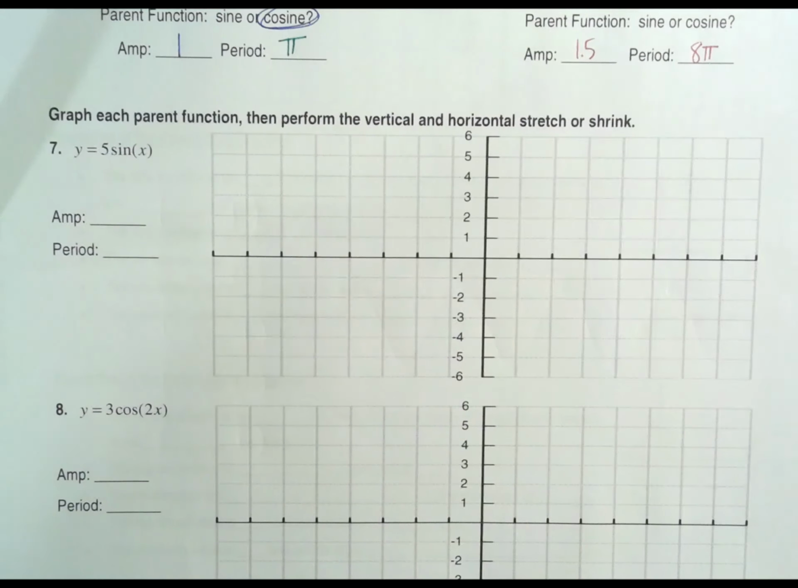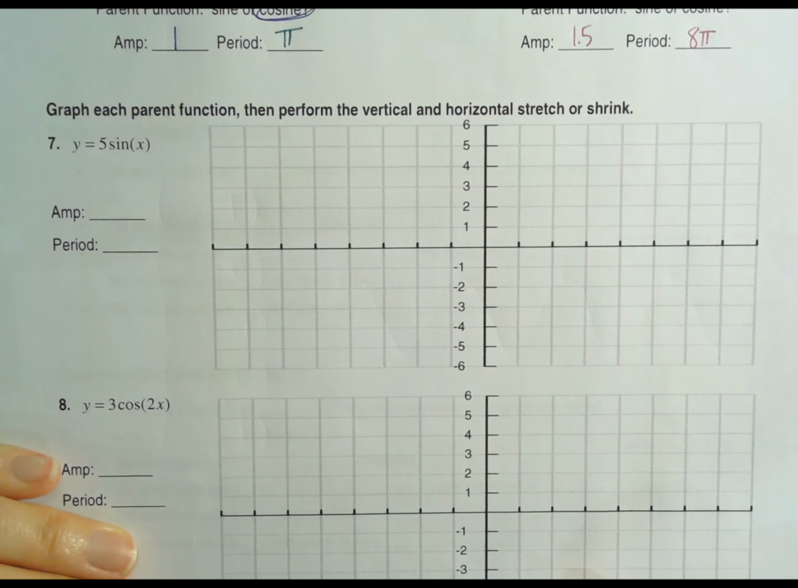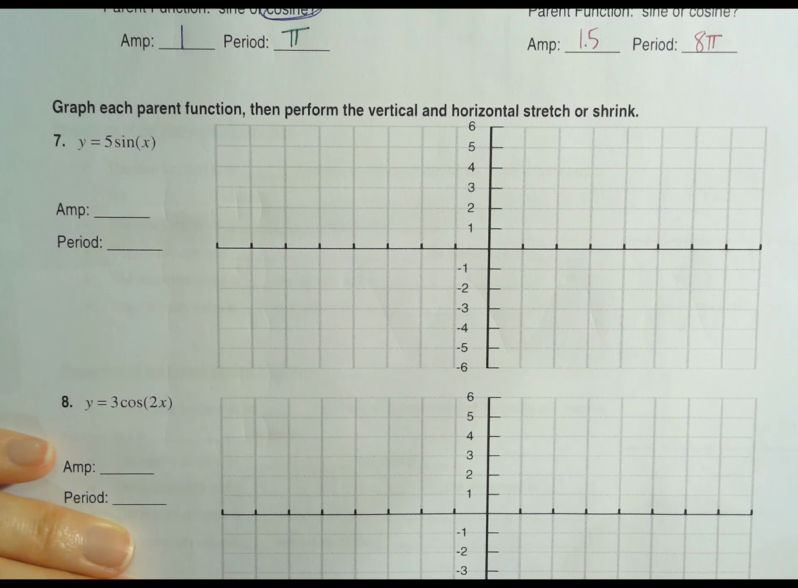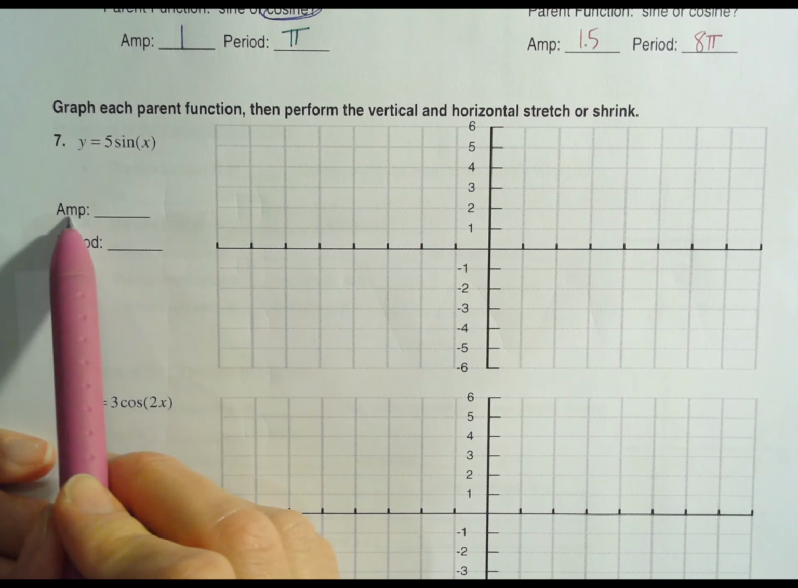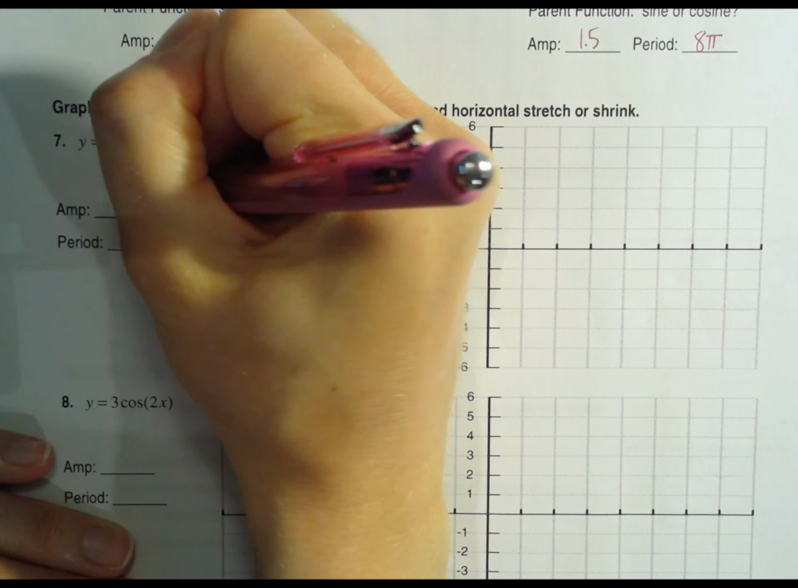All right, if you take a look at number 7, here we're going to graph the function 5 sine x. By this point, hopefully you're pretty good at picking out the amplitude and the period, because those are the two most important things that you need to have picked out initially before you graph it. Your amplitude is just going to be the number that's in front of your sine or cosine. So in this case, the amplitude is 5.